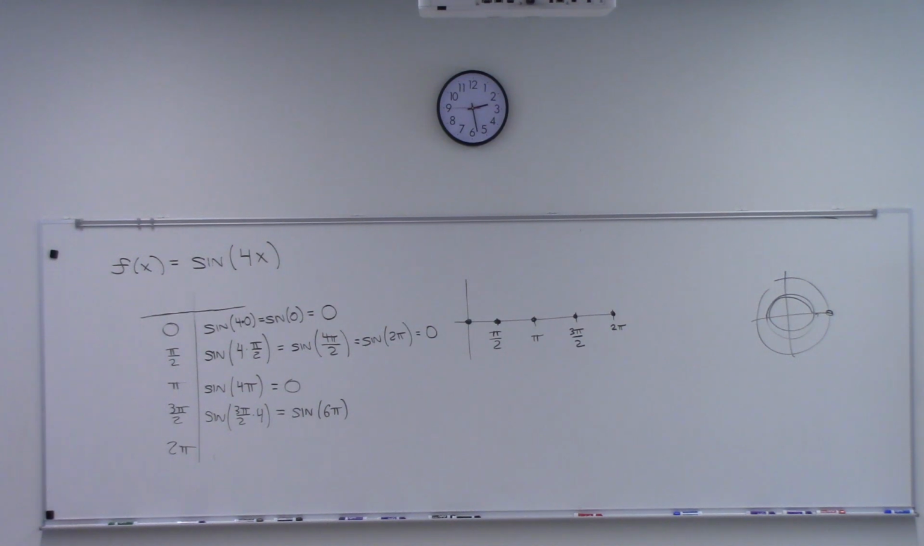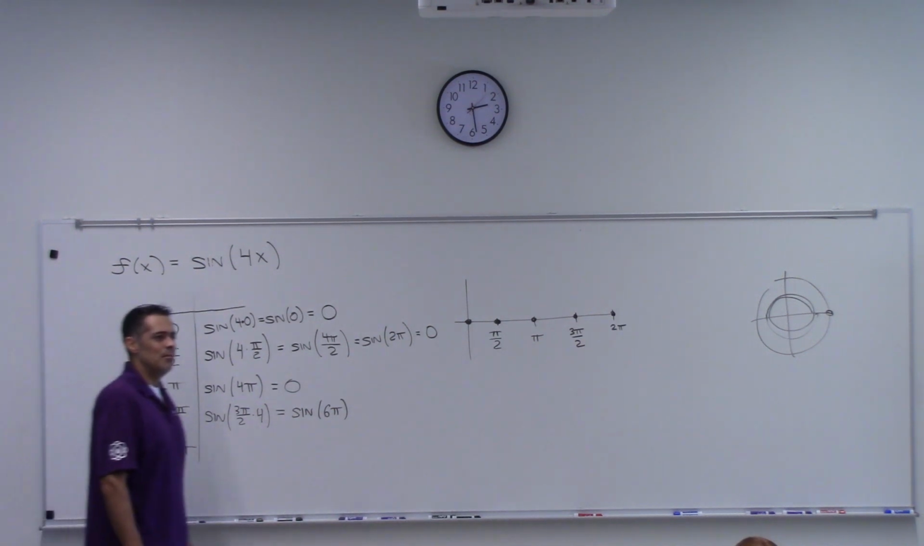So I'm going to go to the graph over here, and I'm going to graph sine of 4x for you. Ready? The red one is the regular old sine function, and sine of 4x is the blue one. What happened? What does it look like happened?